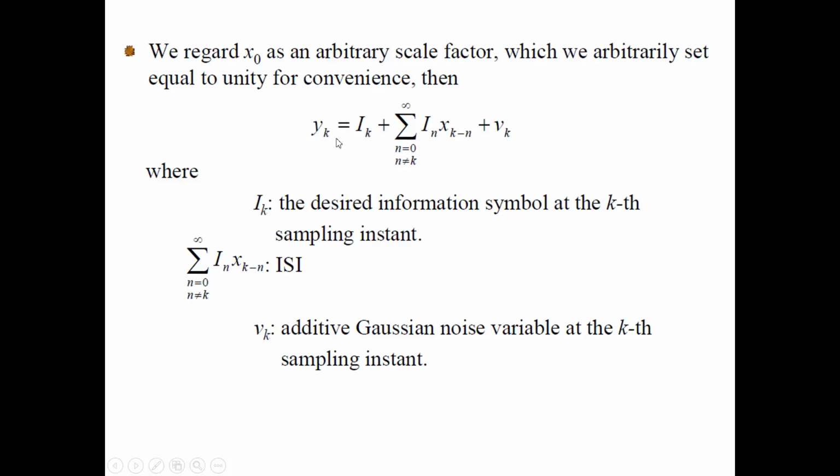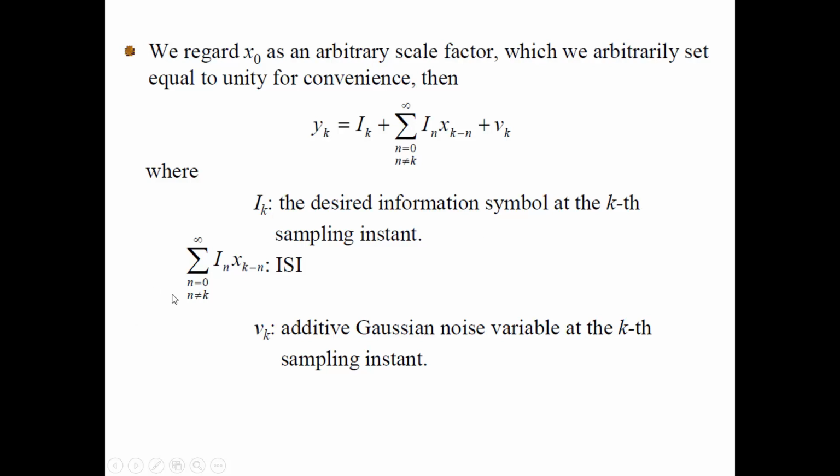What does yk contain? yk contains the present symbol that we are trying to detect and the effect of the previous symbols. This is basically intersymbol interference. Plus, of course, the noise will be there. So ik is the desired information symbol at the kth sampling instant.